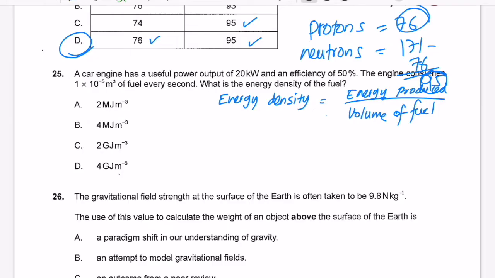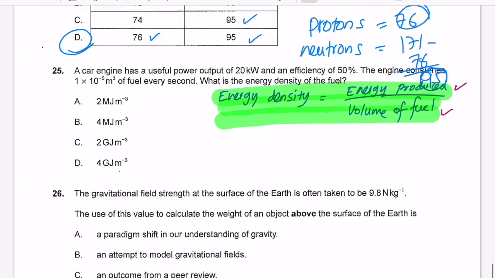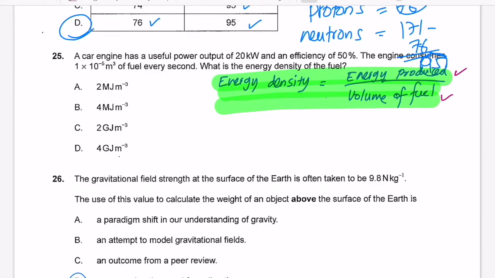To do question number 25, we need to remind ourselves what is the definition of energy density. Energy density is the energy produced divided by volume of the fuel. Now this car outputs 20 kilowatt power, but the power given by the fuel is twice of this because it's only 50% efficient, 40 kilowatt, right?